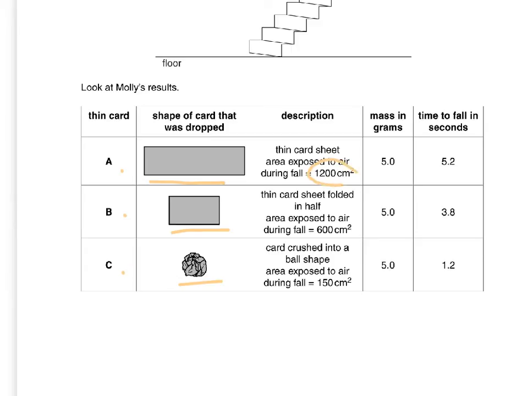So the card sheet initially has a cross-sectional area, or an area of 1200 square centimeters. She then folds it in half, so that reduces the area exposed to the air to 600 square centimeters, and then finally she crushes it into a ball, and that reduces the area to 150 square centimeters. Key thing here is because she's using the same piece of card, the mass is constant, and of course, unsurprisingly, the time it takes to fall to the floor decreases as the surface area decreases.